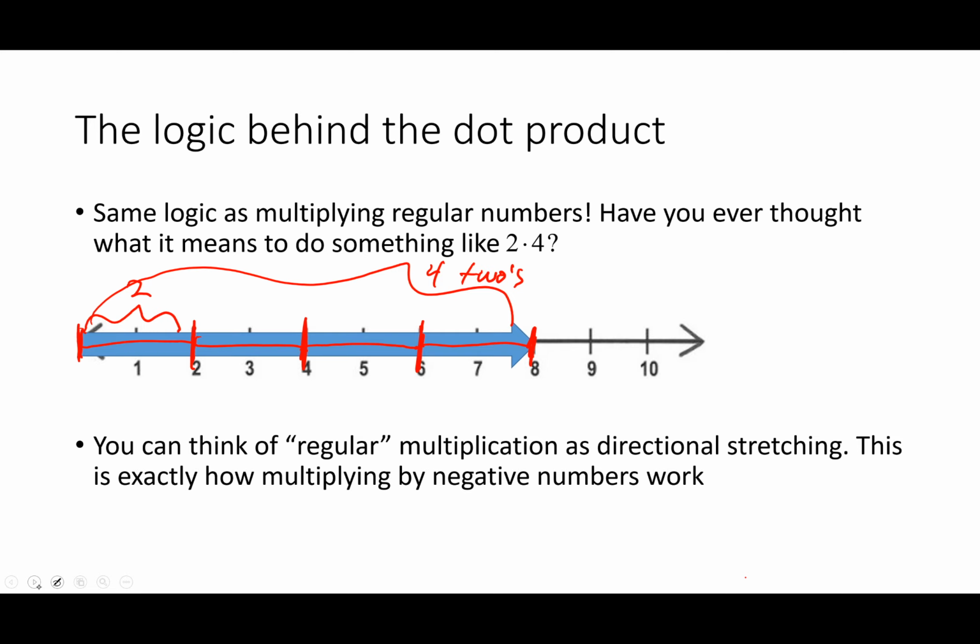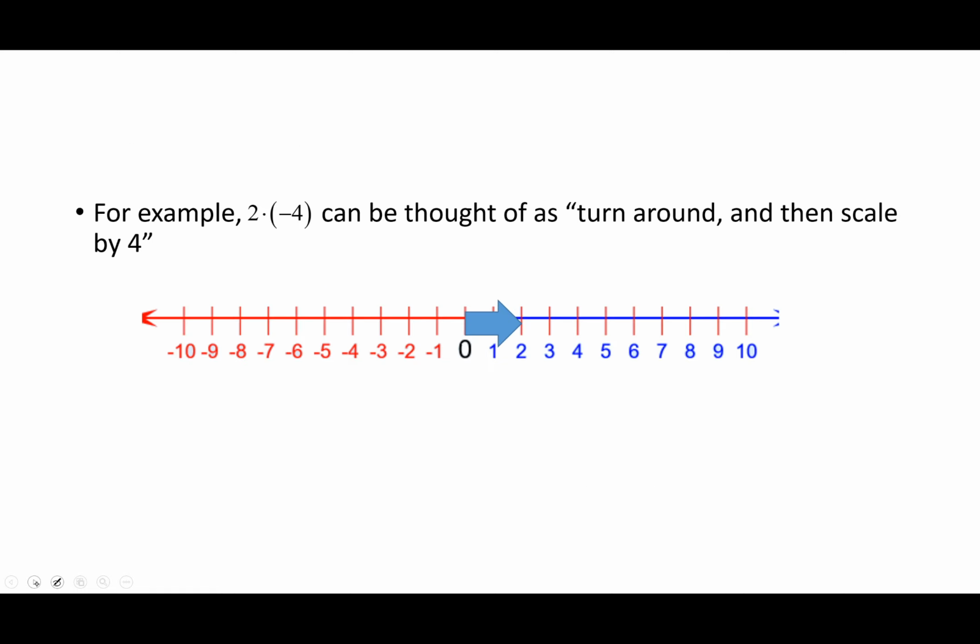And I put the word directional there because eventually we learn about multiplying by negatives, and the same logic can be done with negatives as well. So if we take the same example, but with negative, 2 times negative 4, all this negative means is you stretch in the opposite direction. So the job of a negative when you multiply is to turn around. So when I do 2 times negative 4, I want to stretch this idea of 2-ness, but not pointing towards the right, pointing towards the left because I'm multiplying by negative 4.